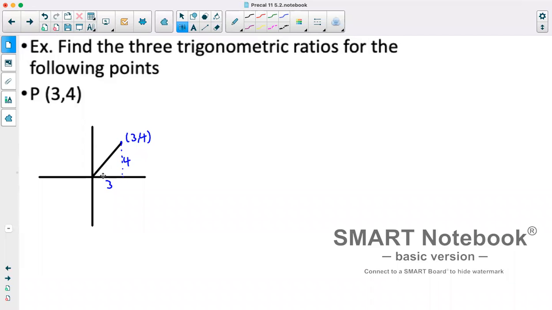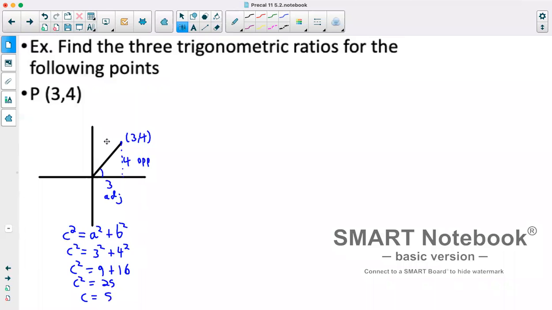Now, our reference angle would be here. So this would be our opposite side. This would be our adjacent side. We don't have our hypotenuse. We can use Pythagoras to get that. So we've got c squared equals a squared plus b squared. So c squared is equal to 3 squared plus 4 squared. c squared is equal to 9 plus 16. So c squared is equal to 25. Take the square root of both sides and c is equal to 5.